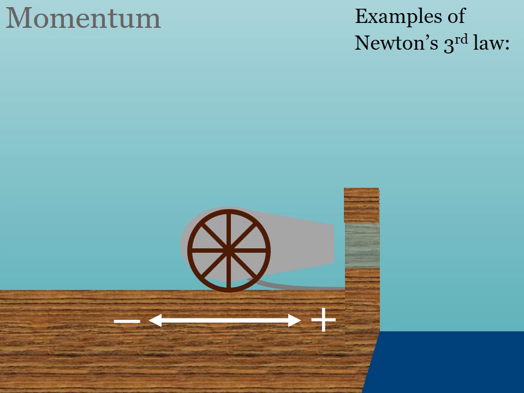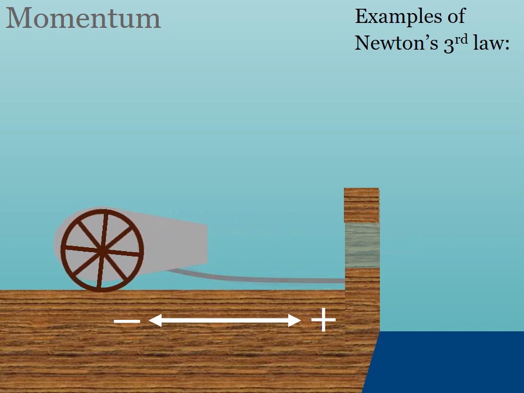Now on ships, when they'd shoot off a cannon, to ensure that nobody was injured, they often would chain the cannon to the side of the boat. So when the cannon's momentum carried it backwards, no one was injured.